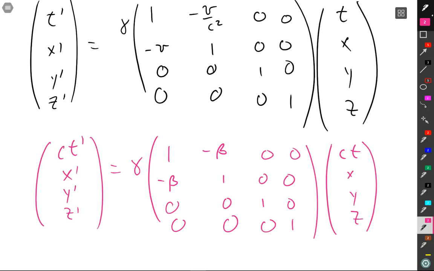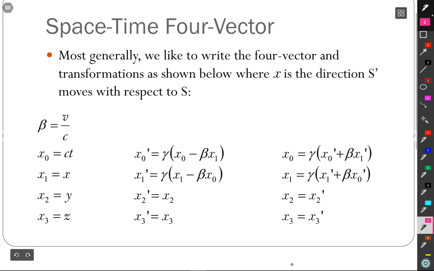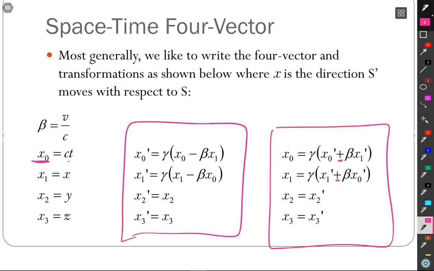How we usually use this, especially in class at this level, is we say this translates out into these equations where I defined x0 is CT, x1 is x, x2 is y, x3 is z. So here are the transformations to get my x0 prime, x1 prime, x2 prime. And here are the reverse transformations. What's the difference in the reverse? These signs. So these are what are called the Lorentz transformations. This is how we can transform from one reference frame to another.